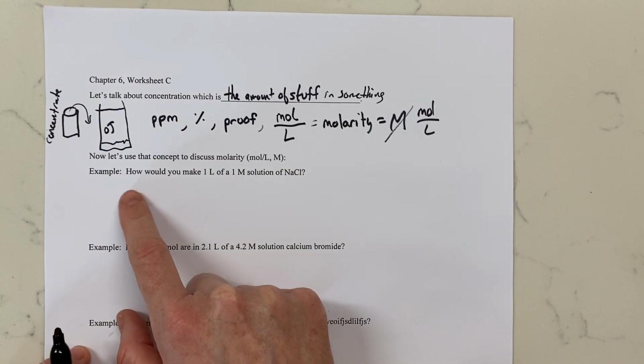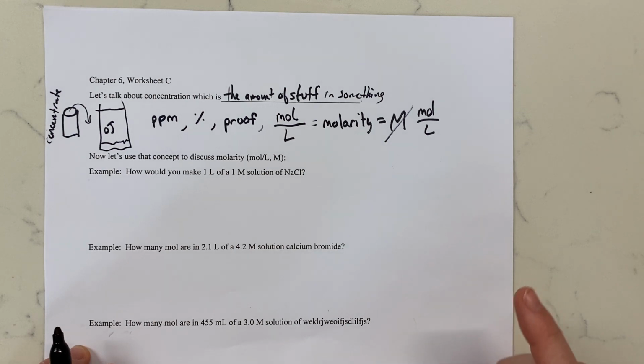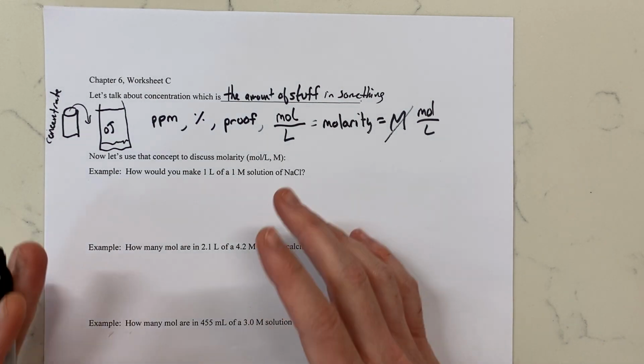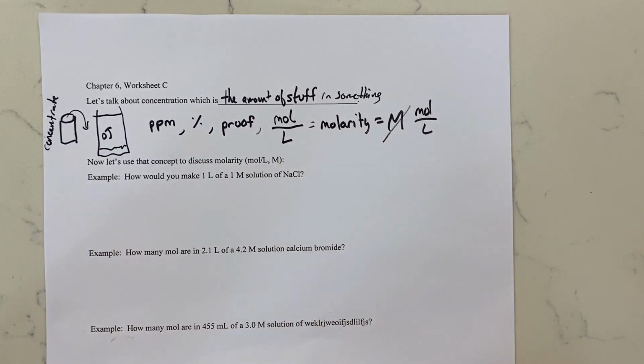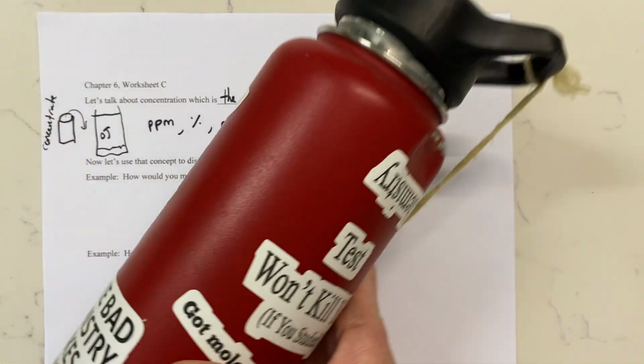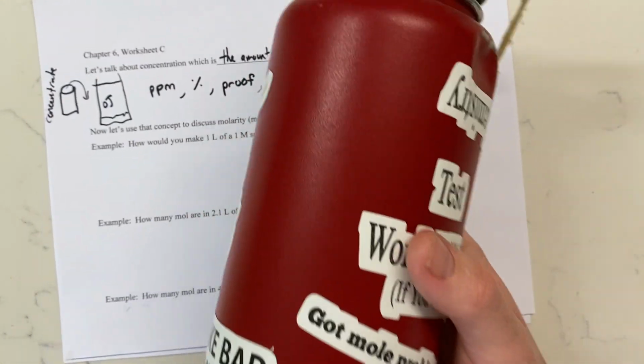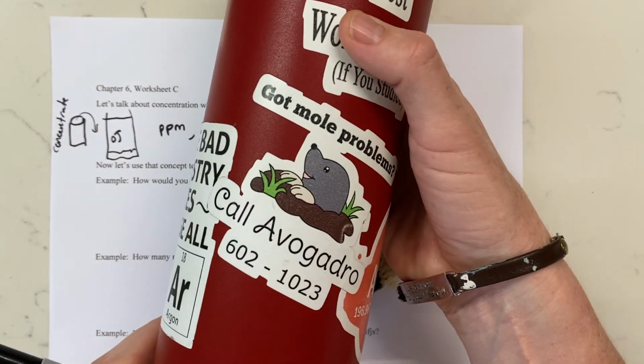Okay, so question number 1 says, how would you make 1 liter of a 1 mole per liter solution of sodium chloride? Well, think about a soda bottle. In fact, let me go grab one. This is my rad 1 liter bottle.